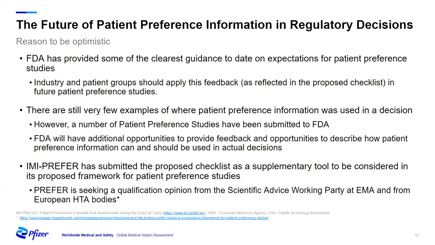And with regard to Europe, IMI-PREFER, which is a public-private partnership that is developing recommendations for the use of patient preference studies in HTA and regulatory decision-making, is developing those recommendations and has submitted a framework to EMA for a qualification opinion and has included this checklist as part of its application. So we expect to see, or I would hope to see, that we get some very specific guidance, some very clear direction, and that will enable us to see more use of these studies going on. Next slide, please.